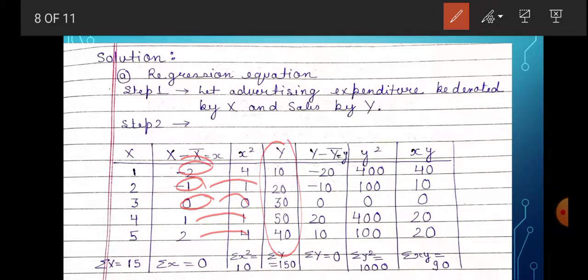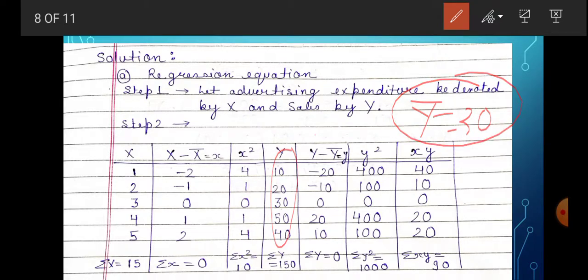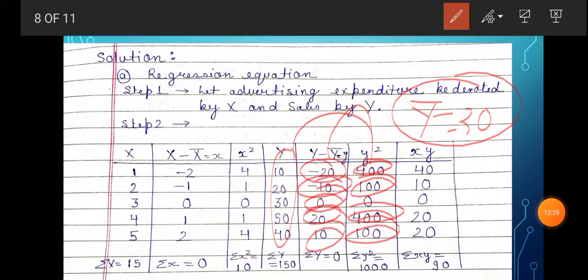Now y is given. Small y is y minus y bar, where y bar we have got as 30. Subtracting 30 from each y, 10 minus 30 is minus 20, then minus 10, 0, 20, 10. If you square this small y, you get 400, 100, 0, 400, 100. So y square also we have got.